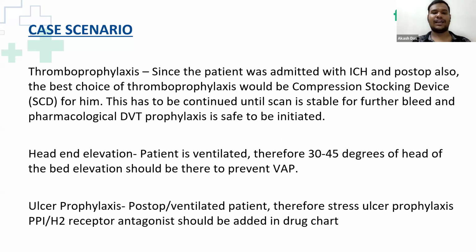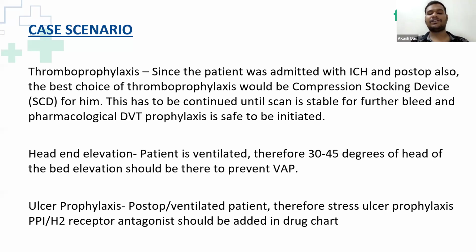So next, thromboprophylaxis. So what do you think? Heparin? So the correct answer would be, because your patient has ICH and is immediate post-op, there is always a risk of rebleeding. So in those cases, you cannot choose a pharmacological DVT prophylaxis. You should choose a compression stocking device for him. Okay. And you should continue this until your patient's scan is stable. And once the scan is stable, you can always discuss with the neurosurgeon and with your team physicians, and then you can start the pharmacological DVT prophylaxis.